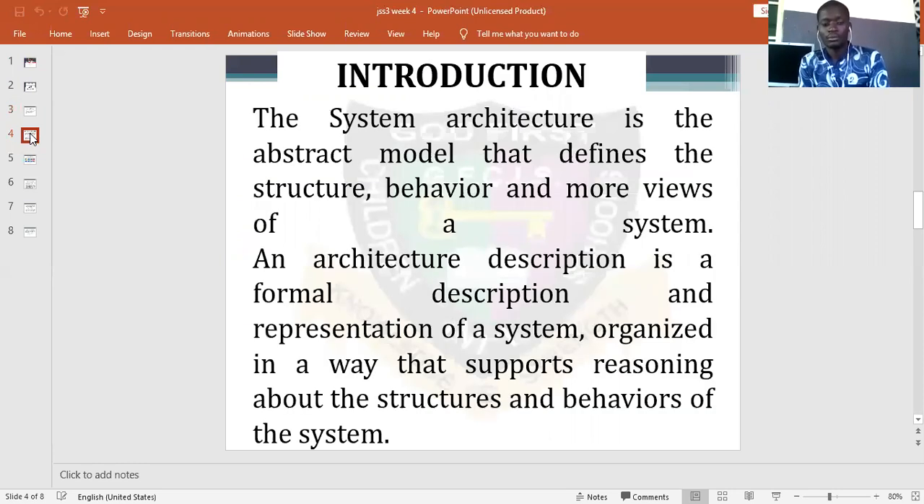Now, the introduction. The system architecture is an abstract model that defines the structure, behavior, and more views of a system. An architecture description is a formal description and representation of a system organized in a way that supports reasoning about the structures and behavior of a system.